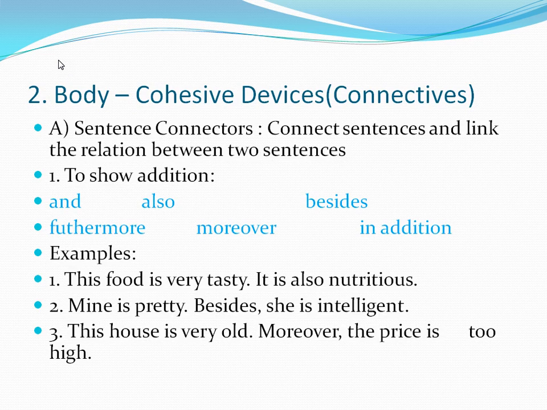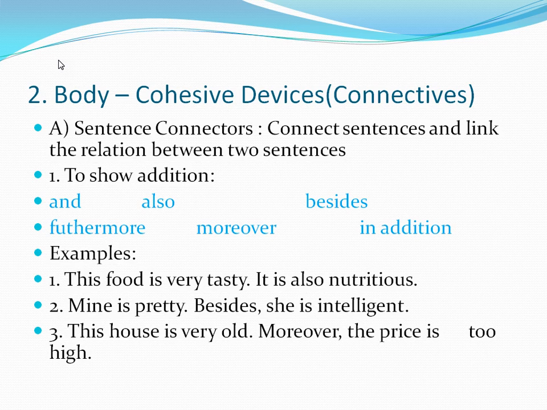And cohesive devices, there are several cohesive devices. First, that is connectives. These are also called sentence connectors. These connectives can connect two sentences. If we want to show addition, you can put these words: also, and, besides, furthermore, moreover, in addition. Using these words, we can connect two sentences.